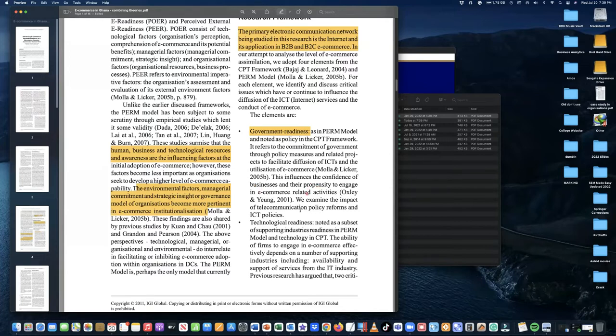So what did you do to be able to solve this problem? We examined the impact of the technical reforms, policy reforms and ICT policies in Ghana. So that's how you answered that one.